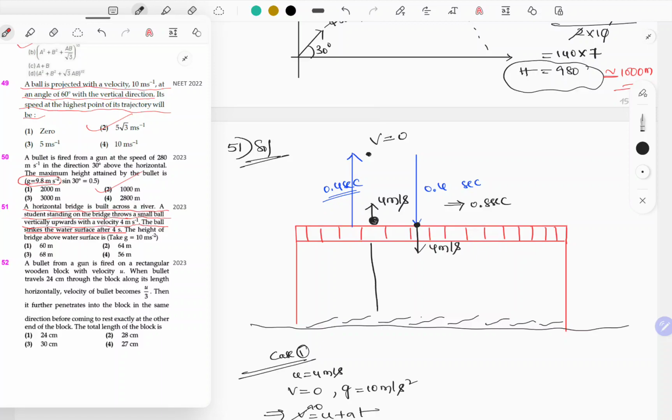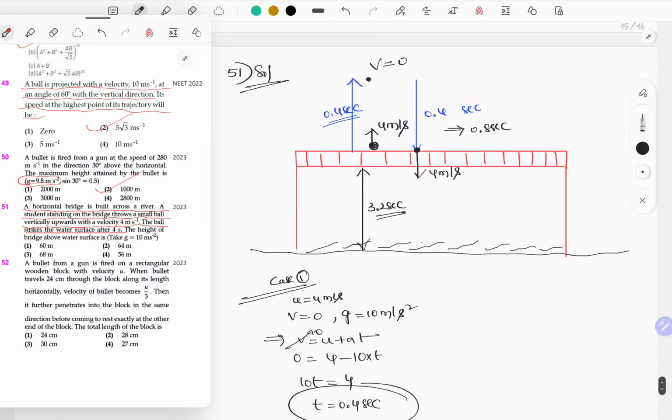Then what is going to be the remaining time? They've already said it is going to hit the water surface after 4 seconds. Already 0.8 seconds are completed, so the remaining time is 3.2 seconds. That is the time of travel. Case 2: if you observe case 2, I know the initial vertical velocity is 4 meter per second, and the time of travel is 3.2 seconds.